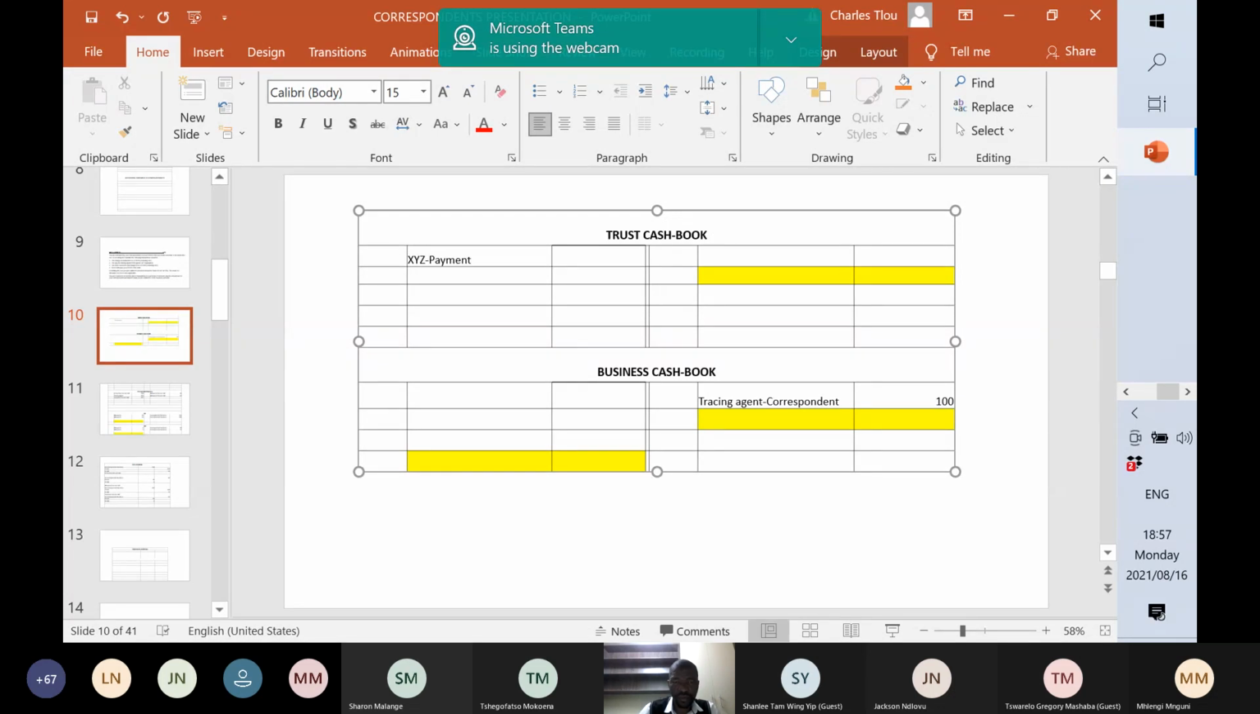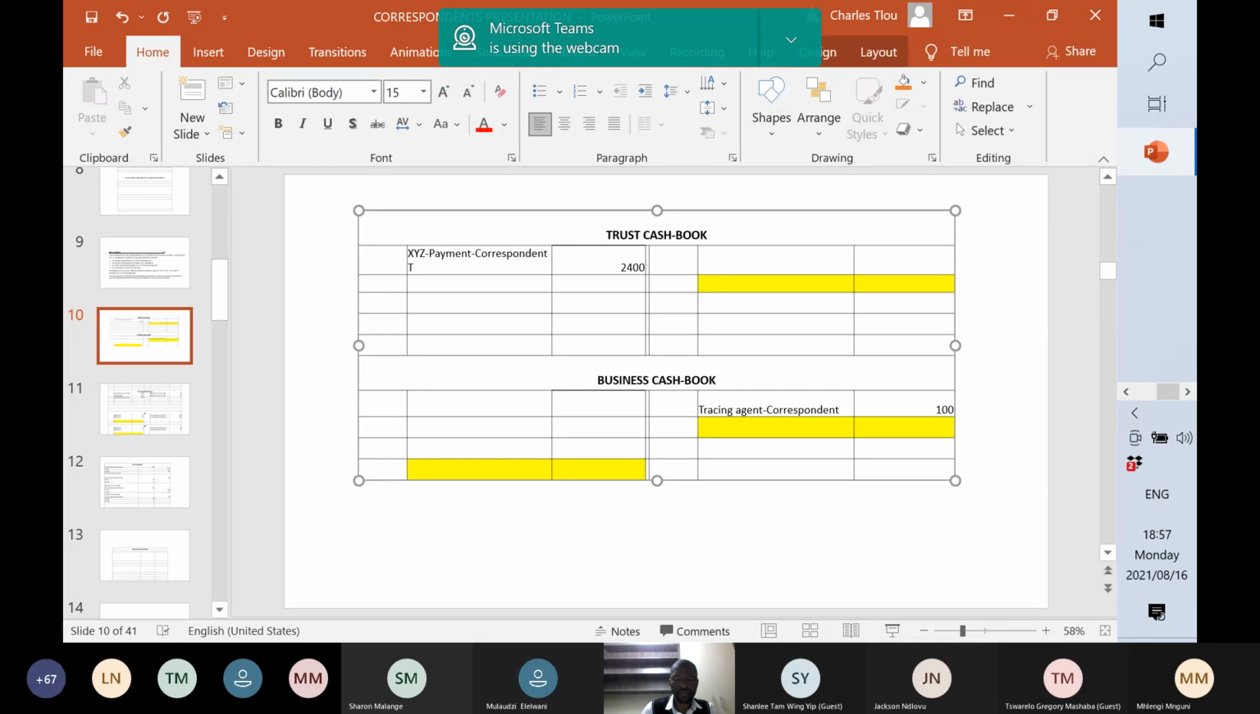XYZ payment, with the amount of 2,400 rand. Now, this 2,400 rand that you receive from XYZ, who are we going to credit? Trust correspondent. Correct. We are going to credit correspondence trust because remember, our client is the correspondent.